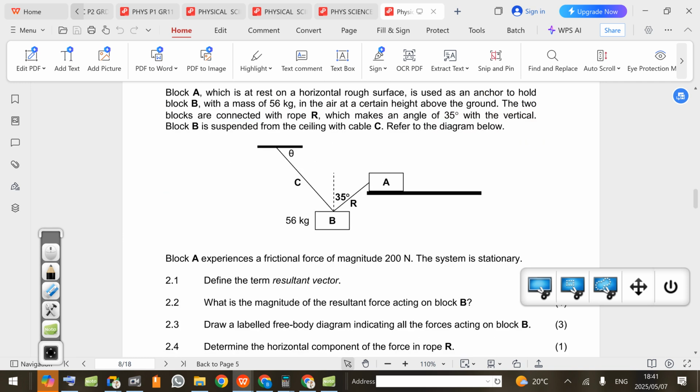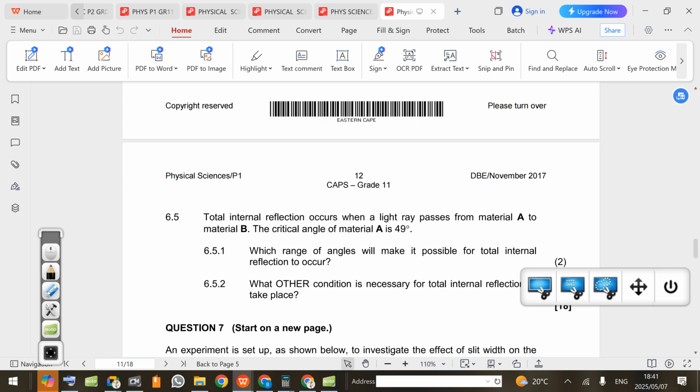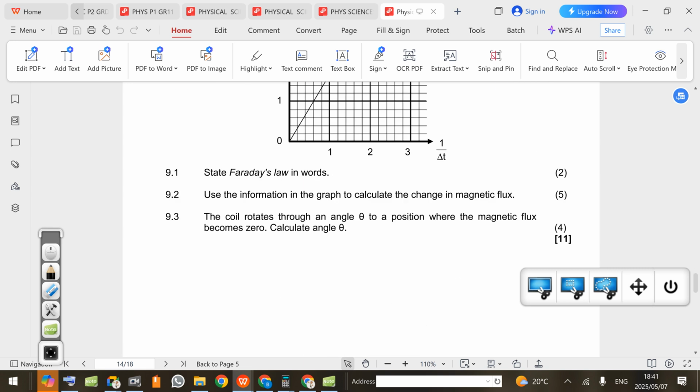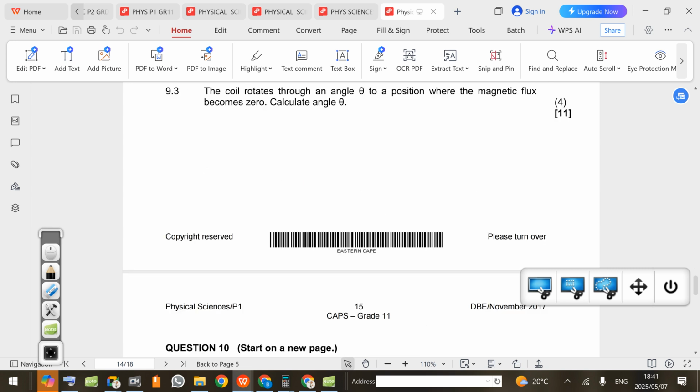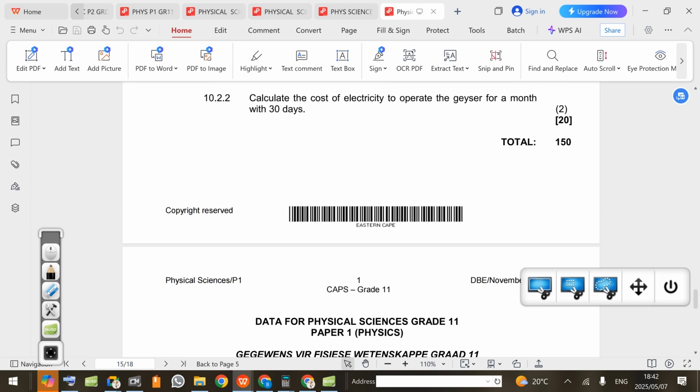After this, I want us to answer multiple choice questions as well. Most of the time, learners will run away from multiple choice and then we start facing fire.